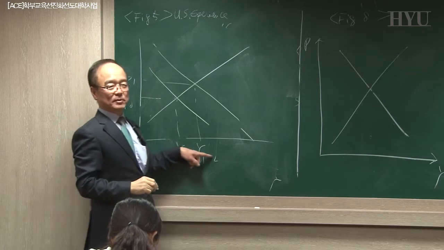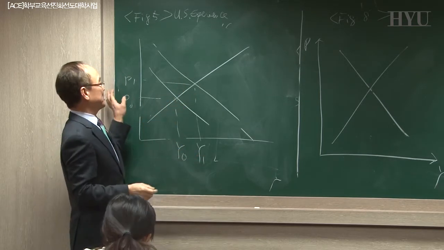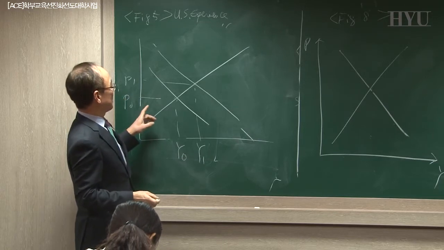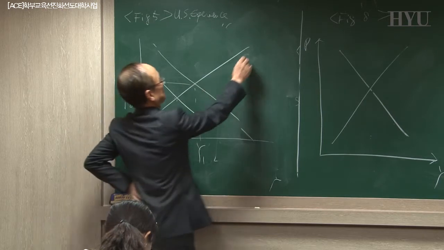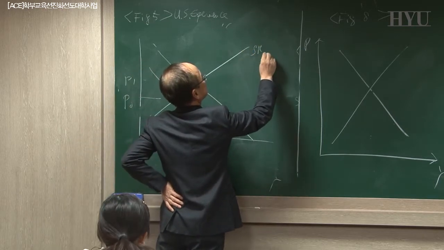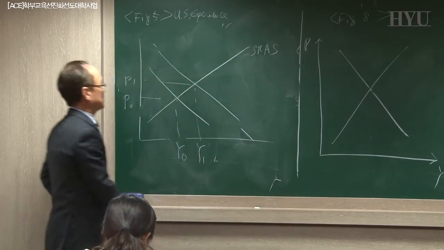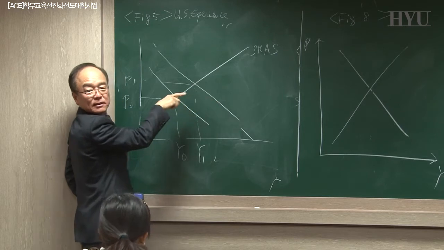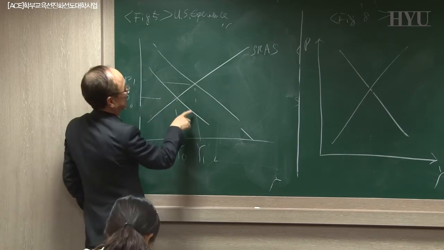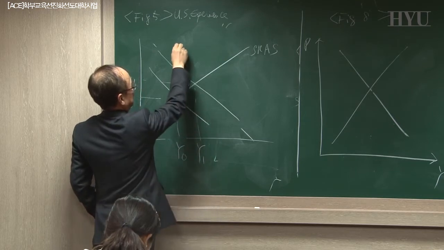Then the government works both ways. At the same time, because government expands money, this is the short run aggregate supply. This will be shifted in this direction, right? Then this is Y0.